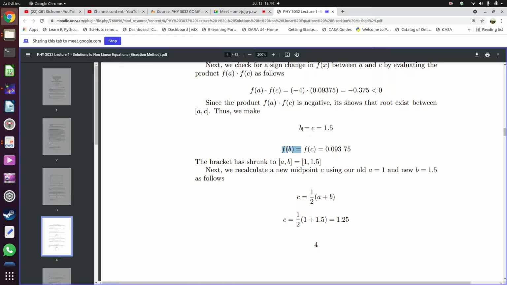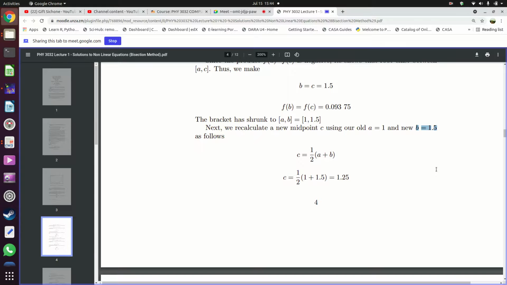Okay, so now that we have done this, we have made our midpoint become C. So our bracket will now shrink. Our bracket, which is AB, will now shrink to 1, 1.5 instead of 1, 2. So our bracket is becoming smaller and smaller. So after shrinking our bracket, we are also going to work out a new midpoint. A midpoint is your solution. So now we're going to use our old A, which is equal to 1, and our new B, which is equal to 1.5, so that between 1 and 1.5, we work out a new midpoint.